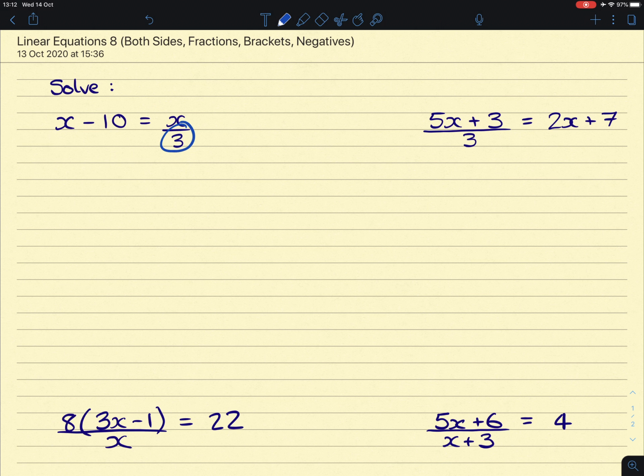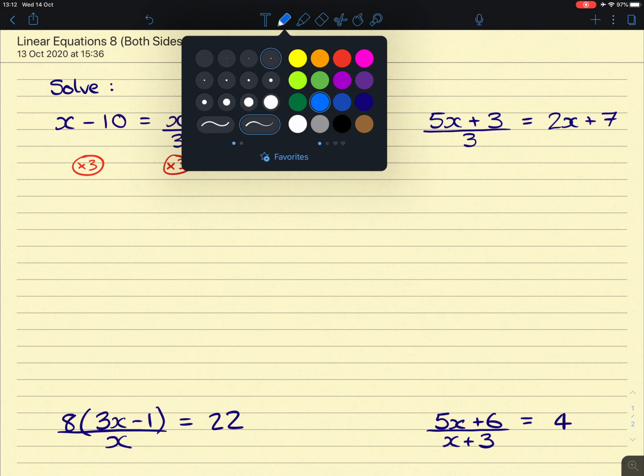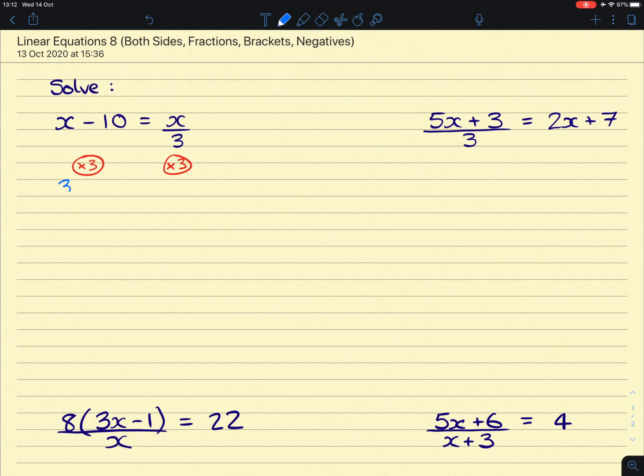So this over 3, this divide by 3, I want rid of that straight away. So the nice thing about equations is if you want rid of something, you just do whatever is the opposite to that thing. So we have a divide by 3. I multiply by 3. Of course, I've got to make sure I do it to the left-hand side as well. If I multiply both of those terms on the left by 3, I will get 3x minus 30. And on the right-hand side, that divide 3 is now gone. So I'm just left with x.